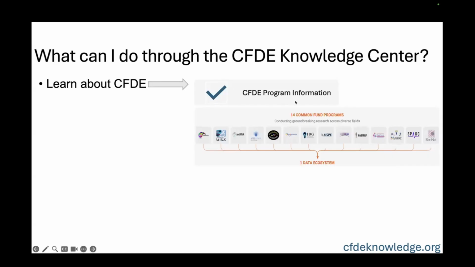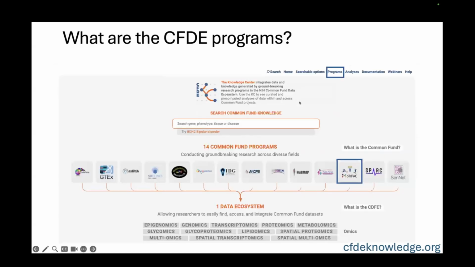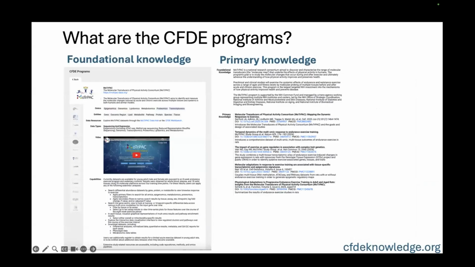You can also obtain CFDE program information. Through the CFDE Knowledge Center website, cfdeknowledge.org, you can do this in two major ways. The first is through this programs menu here on the top, and the second is through these individual icons in the schematic here. This is interactive, so you can actually click on a program, say MoTrPAC if you're interested in it, and it'll bring you to a summary page like this.